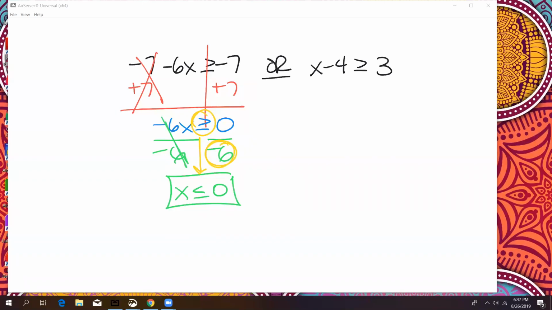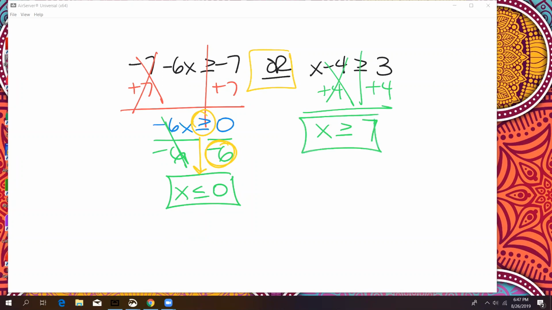All right, so now for the right one, because remember this is OR, so we have 2 different inequalities going on here. So for this one, I'm going to add 4 to both sides. So I have x is greater than or equal to 7. And there's nothing else that I can do there.